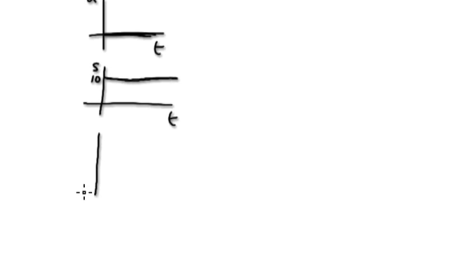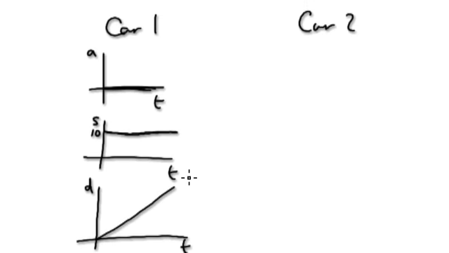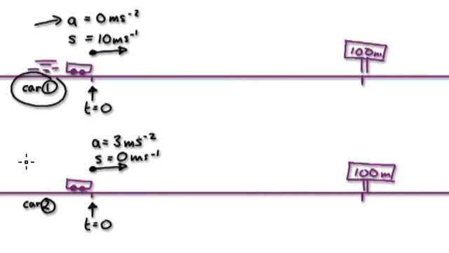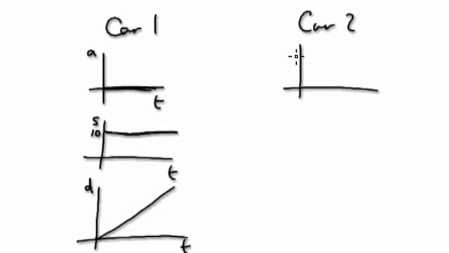And so the distance time graph will look something like this. Car one is covering the same distance each second. Now car two. Remember, car two is this one here. The speed is zero when time equals zero, but the acceleration is 3. It's going to accelerate by 3 each time. So when you look at the acceleration time graph, there is an acceleration of 3. It's always accelerating at 3 meters per second squared.